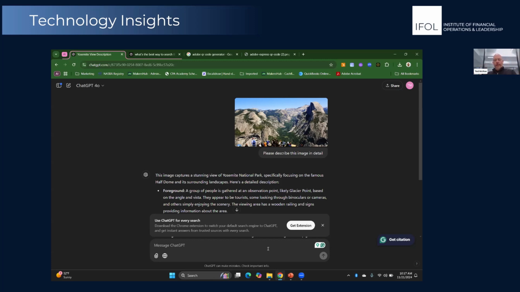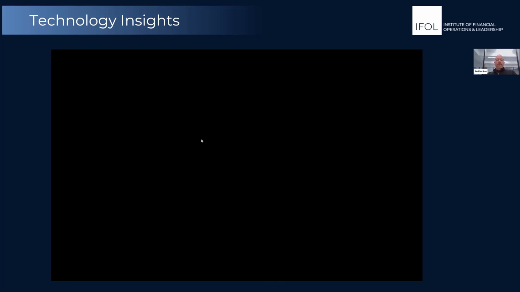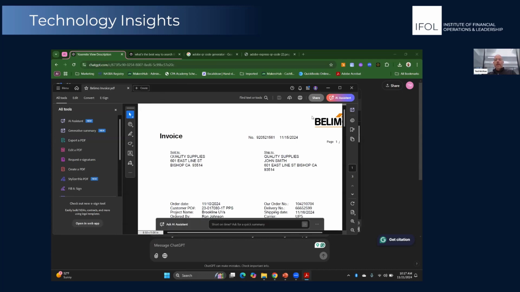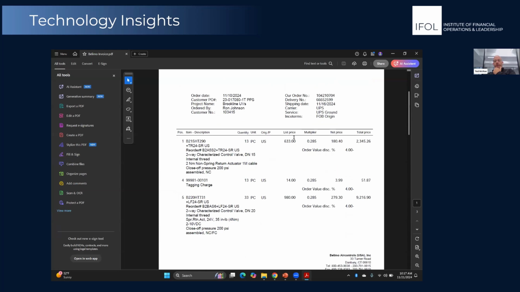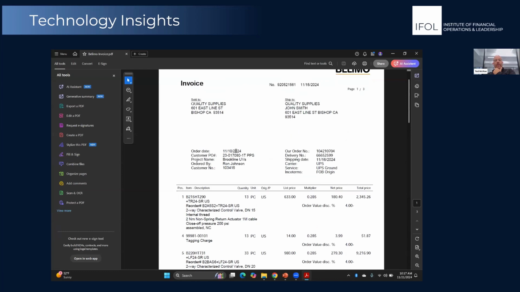So let's take this a step further then. Let us now upload a bill, like this invoice here. I'm going to show you this invoice, because it's got some really strange things that are happening within it. So we have obviously all of the information from who it's going to, who it's sold to. If we look at the bottom, it has the actual vendor. So this is our information, where we're selling it to, the customer PO, project name, who it was ordered by. And then most importantly, we have this detail in here.